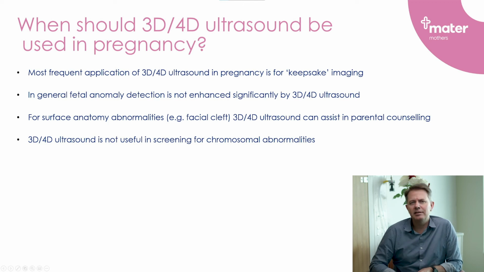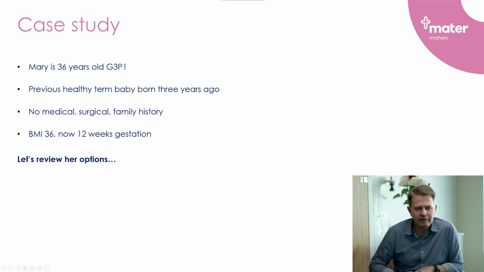So let's move on to our case study. Mary is a 36-year-old, gravida 3 para 1. She's had a previous term baby born 3 years ago.